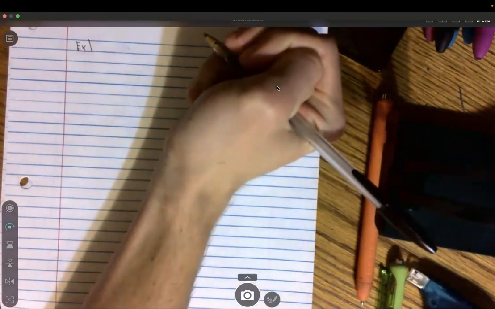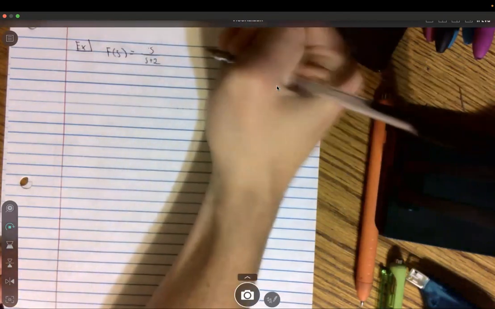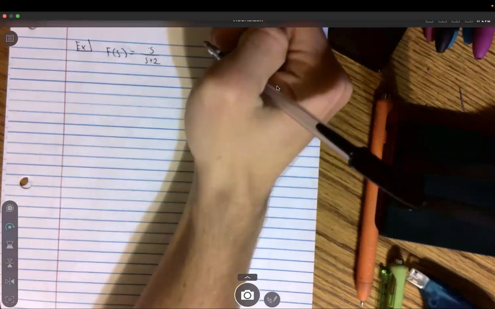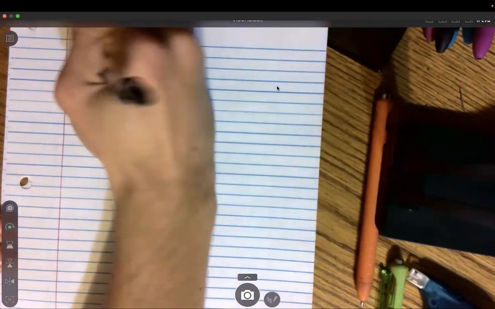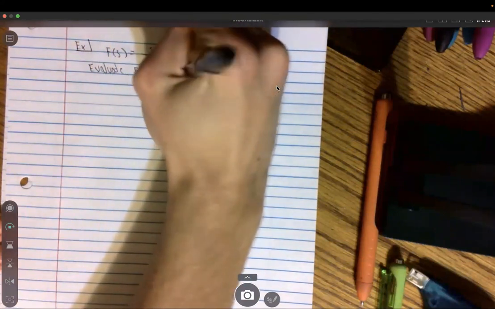Second, real quick, let me pause. So in order to do the Nyquist, what we're going to see is that first we're going to start out with mapping. And so we like to start out with mapping because it gives us the contour plot. And so let's look at an example. So say that we have our f of s is equal to s over s plus 2. And so it wants us to evaluate f of s at points A, B, C, D.